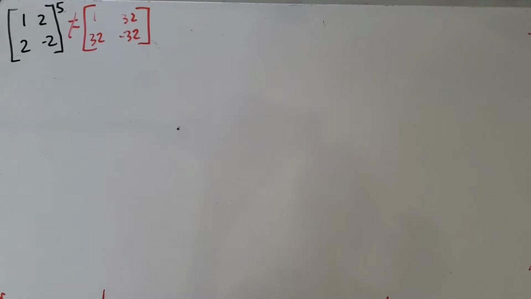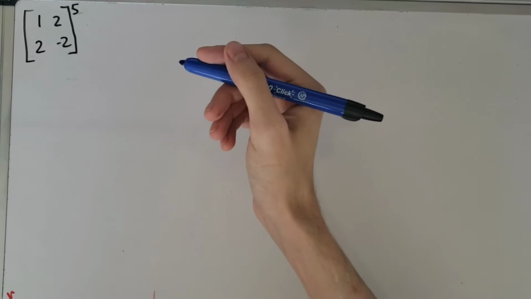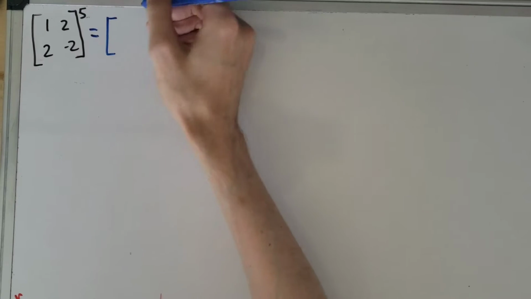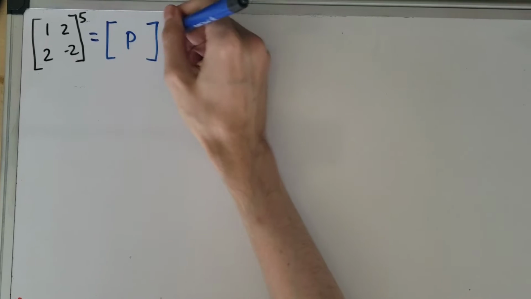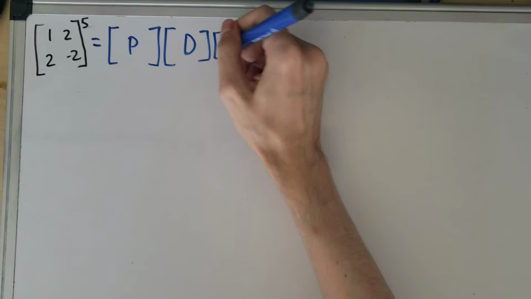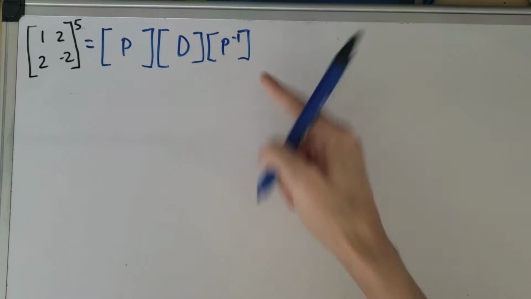Here, let me show you how it's done. All right, so this is how you do it. You use a technique called diagonalization. What that means is we're going to split this matrix up into 3 components. The first component, P, the second diagonalized component, D, and a third component, which is simply P inverse.